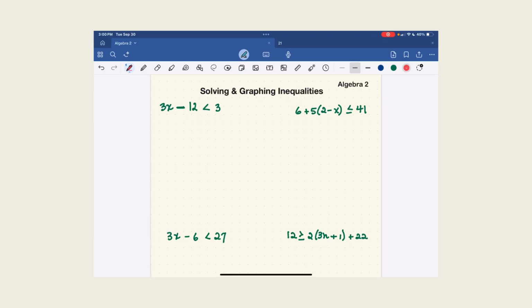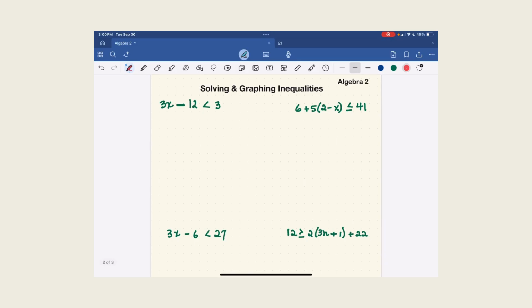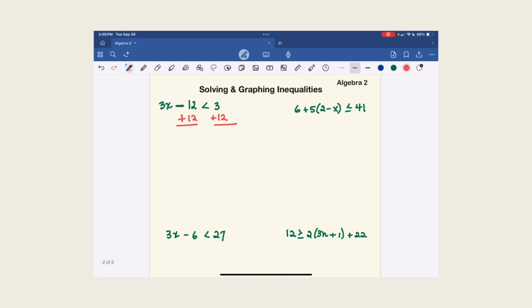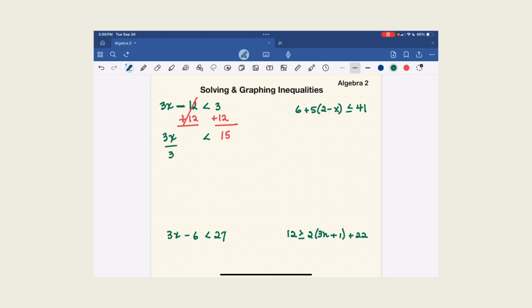In the first example, we have 3x minus 12 is less than 3. We'll begin isolating the variable x by adding 12 to each side of the inequality. These 12s cancel, and we are left with 3 plus 12 is 15. So we've got 3x is less than 15. Next, we will divide each side by 3.